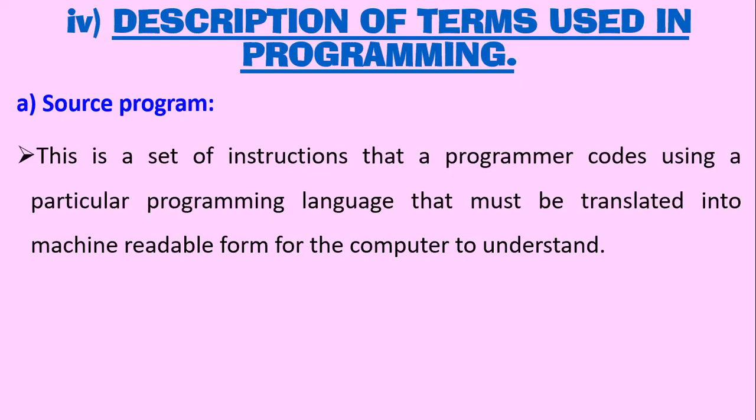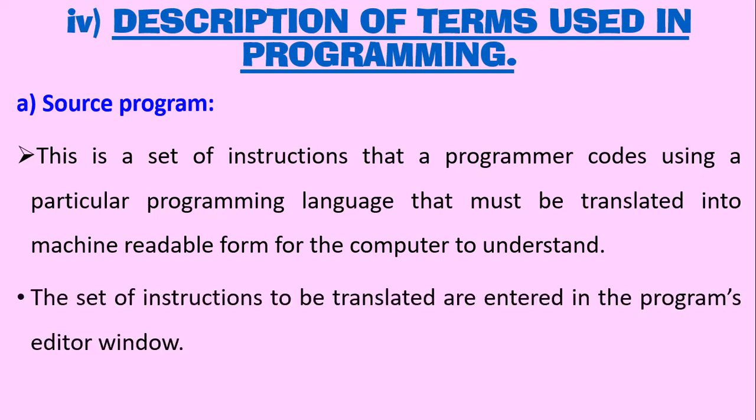Lastly, let's look at how we describe various terms in programming. We begin with a source program. This is a set of instructions that a programmer codes using a particular programming language that must be translated into machine-readable form for the computer to understand. The set of instructions to be translated are entered in the program's editor window. It is also called source code.